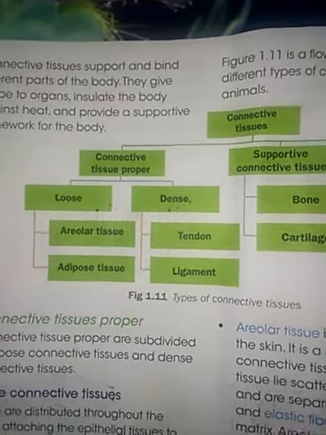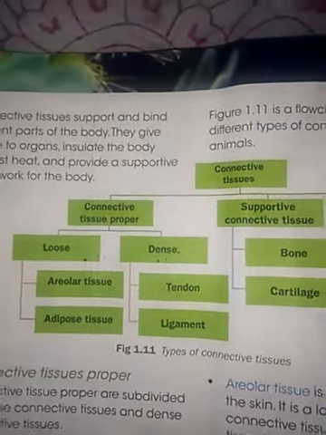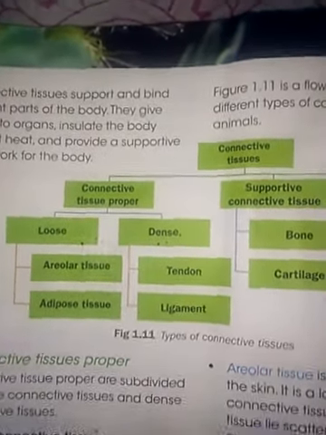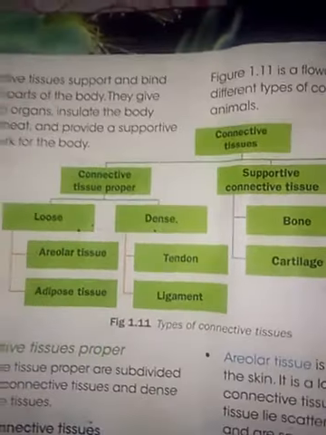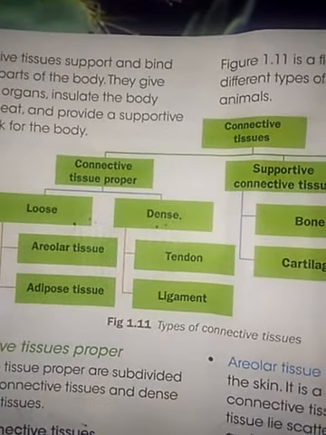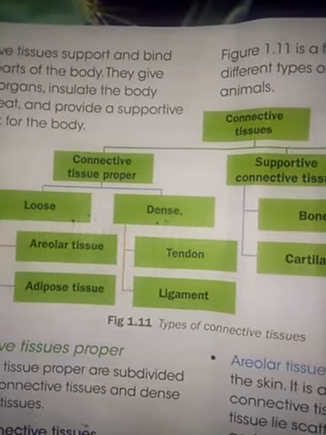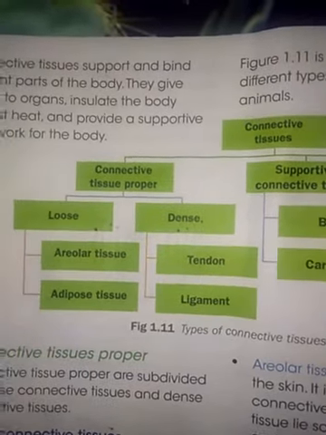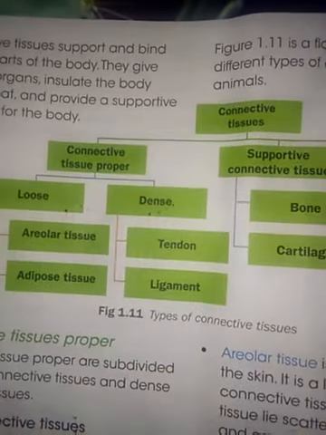This type of tissue is used for binding the body organs. What are the uses of loose connective tissue? It binds the body organs like cement. It acts in our body like cement.